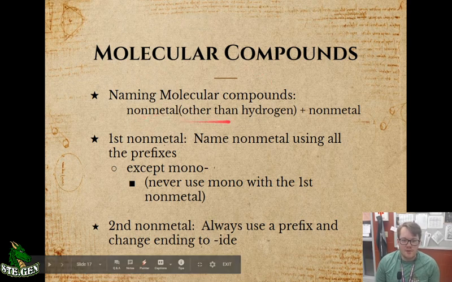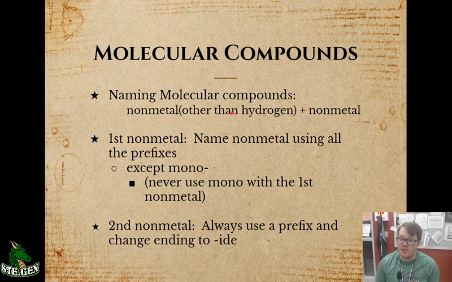For a molecular compound, the first thing has to be a nonmetal other than hydrogen. If it's hydrogen, then you're going to be dealing with what's called an acid, and we'll get to that in a little bit. And then the second piece would also therefore be a nonmetal. For the first nonmetal, you name it using the prefixes, except for mono. So if there's only one of the first thing, you don't actually have to say mono. If it was just, let's say, O, you would not say monooxide or monoxide. You would say just oxide. It's the first thing, so we assume that if there's no prefix, it's just one of them. There's no extras attached to it.